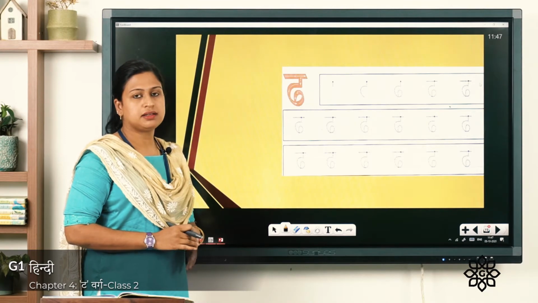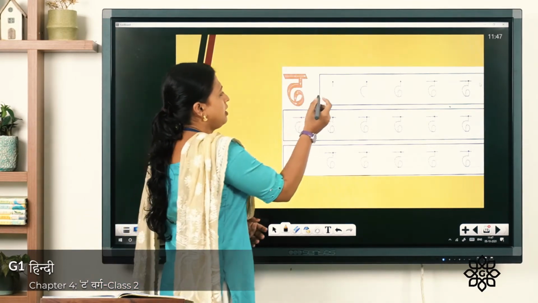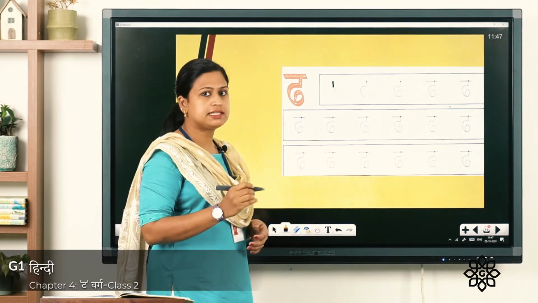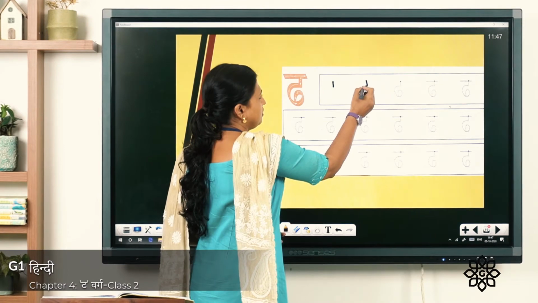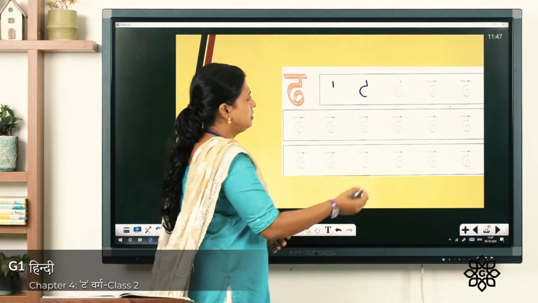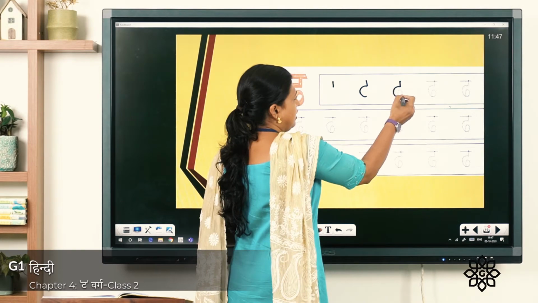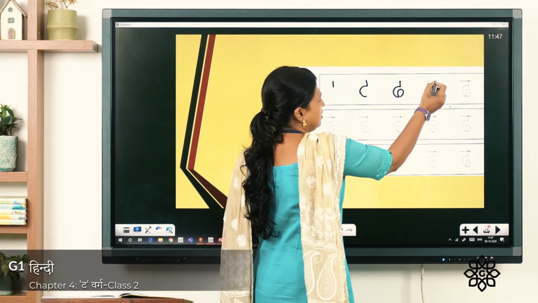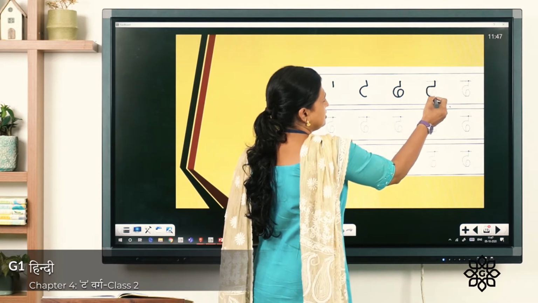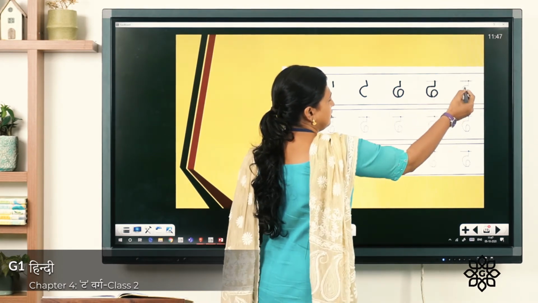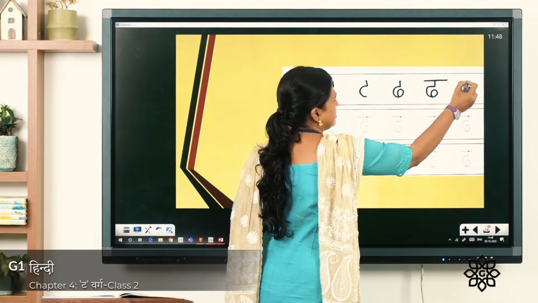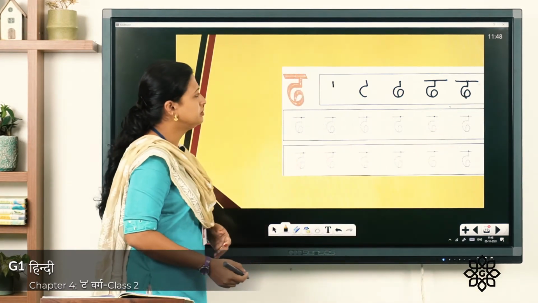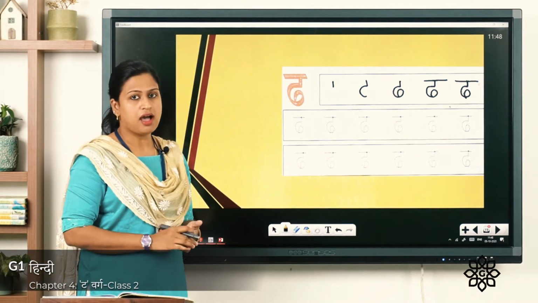Next Vyanjan letter is dha. Dha say dhakkan. So first we have to draw this short standing line, then C, and then in the third step you have to turn inside. Once again, standing line, C and turn inside. On the top, sleeping line. Same way here also. We pronounce dha.